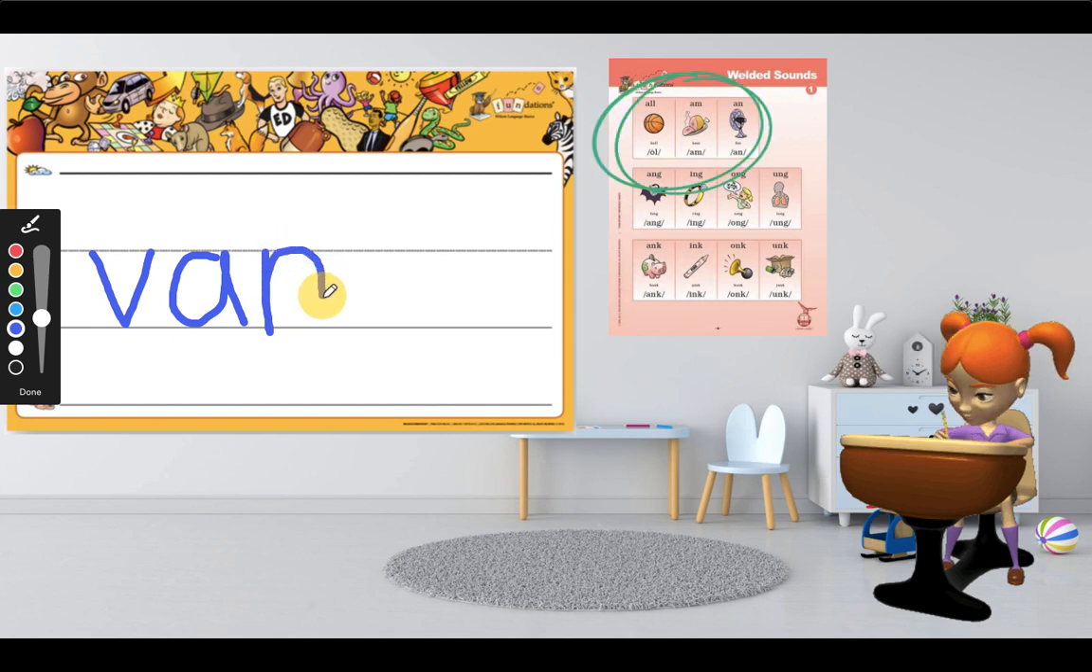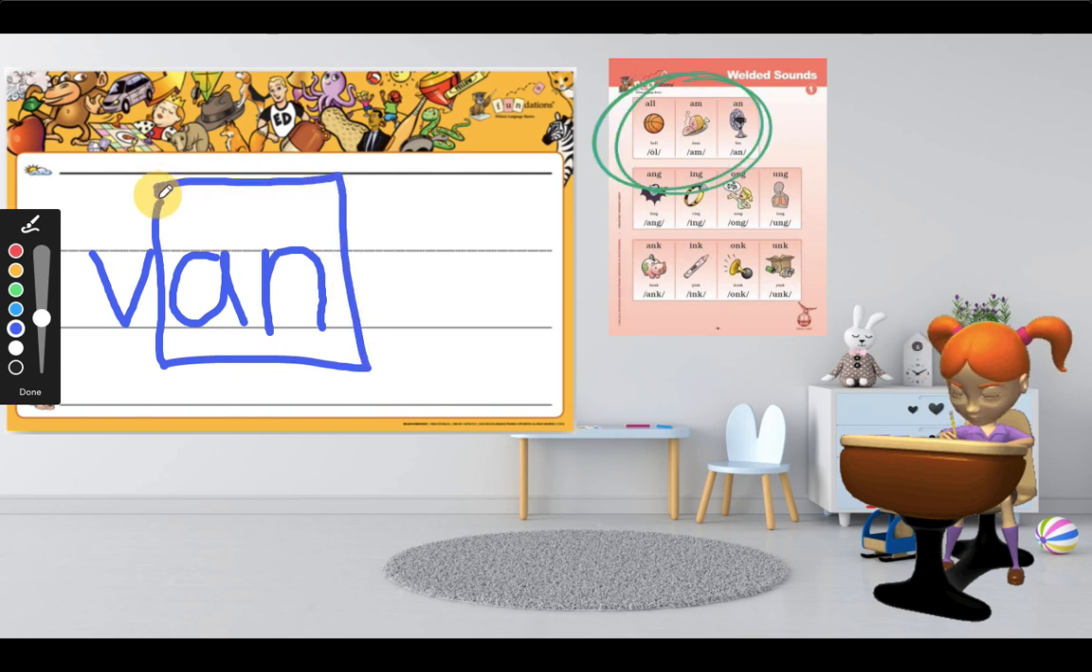All right, notice they are all plain line letters. And make sure, first graders, that you box that glued sound, an. Good job.